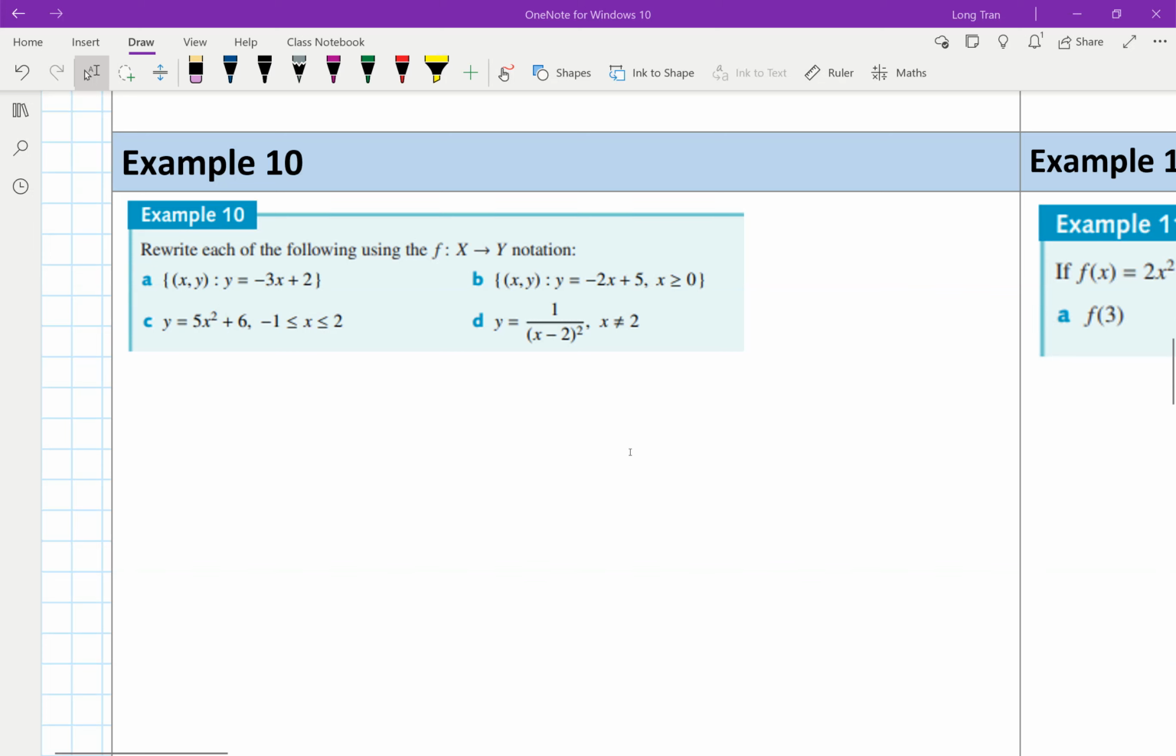Hey there, Year 11s. We're now going to look at example 10: rewrite each of the following using what they call function notation. In function notation, it doesn't have to be f, it could have been g, but the first letter tells you what kind of function you're referring to. So it could be f, g, h, i, j, whatever letter you want to assign it.